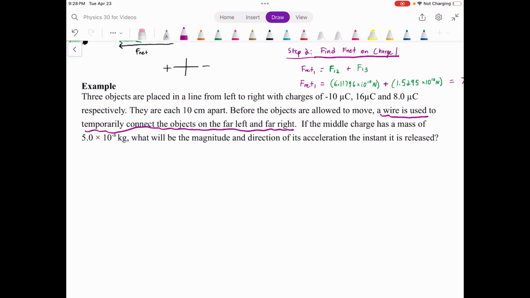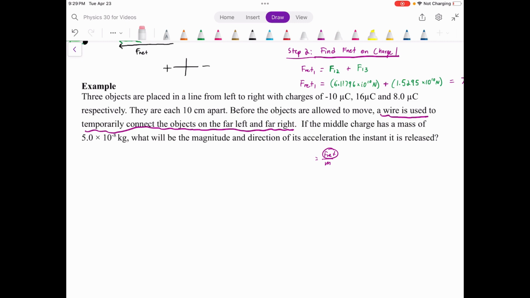So electrons are going to want to move from one to the other in order to even out the charges, right? So we'll have to take that into consideration before we start calculating the actual net forces because the charges are going to change when we do that. All right, if the middle charge has a mass of that, what will be the magnitude and direction of its acceleration the instant it is released? Okay, well, to find its acceleration, we know from physics 20, we need to find the net force acting on it anyway, right? So it's really the same thing, just with the extra step of once we get the net force, we'll divide by the mass.